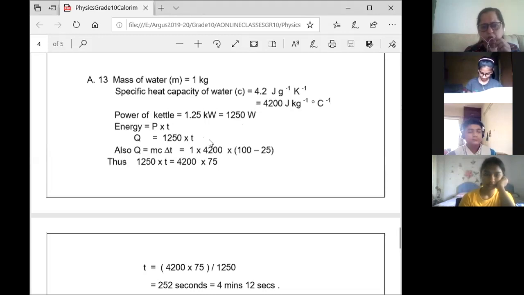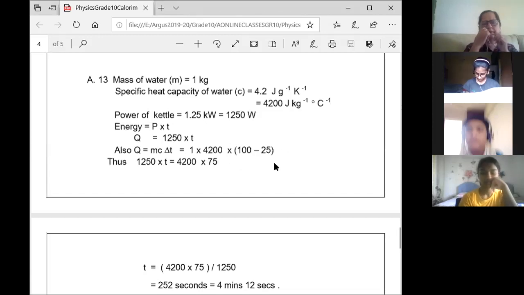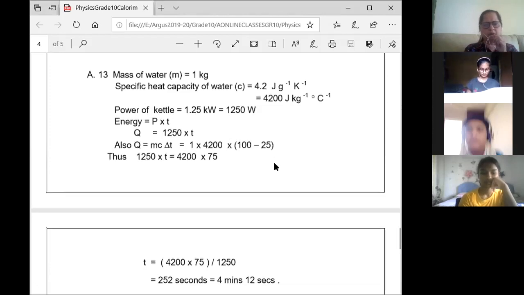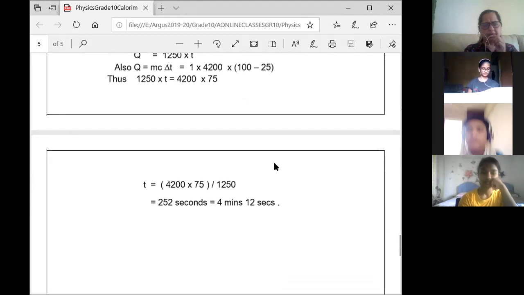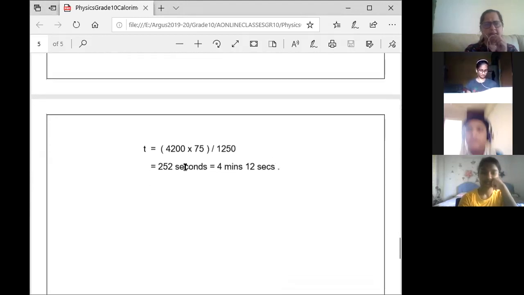So Q equals power into time and Q equals MC delta T. So I will equate both the equations. Both are Q. So 1250 multiplied by T equals 4200 multiplied by 100 minus 25, 75. So T will be equal to 4200 multiplied by 75 divided by 1250. When I divide it, I will get the answer T equals 252 seconds, right? So you can convert it into minutes.